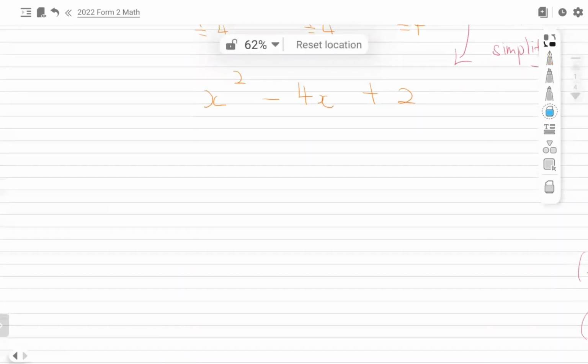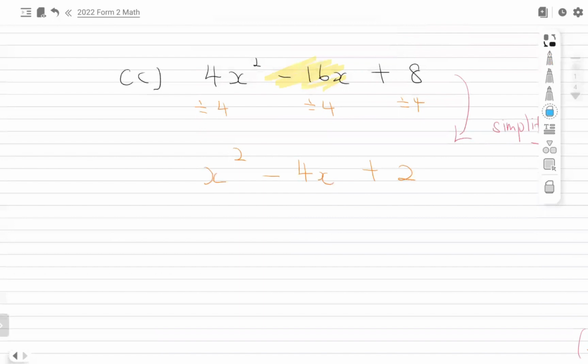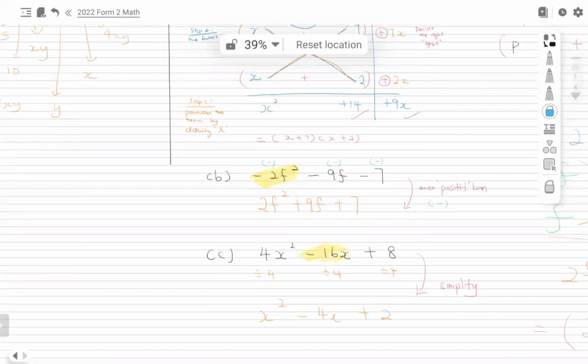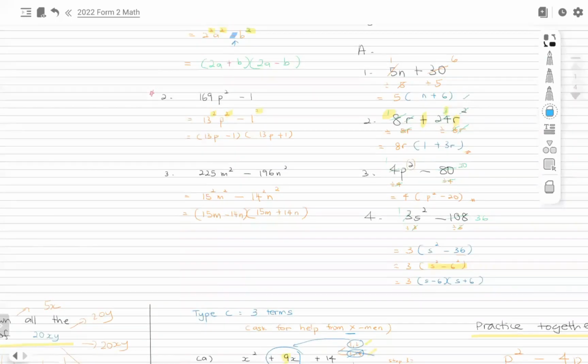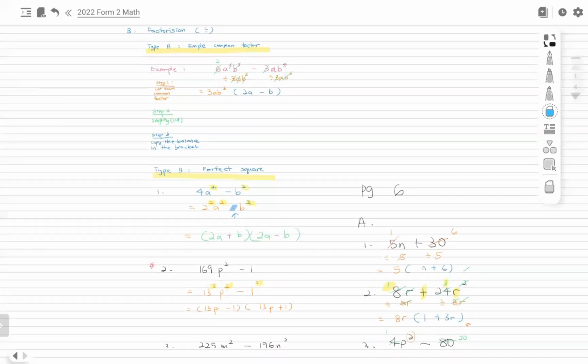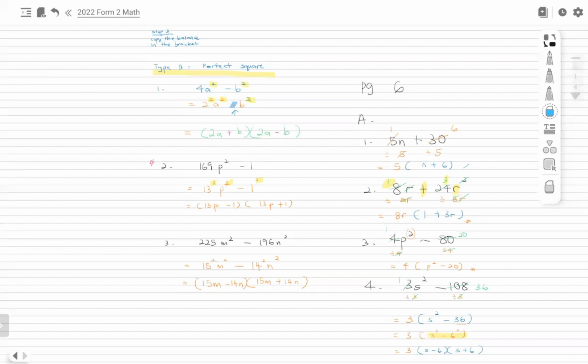Last, type D, the fourth type. Okay, let me repeat again. Type A is the simple common factor. Type B, you have perfect square. So you must know your numbers very well. When you see 25, you know it's 5 squared. When you see 81, it's 9 squared. When you see 36, it's 6 squared.